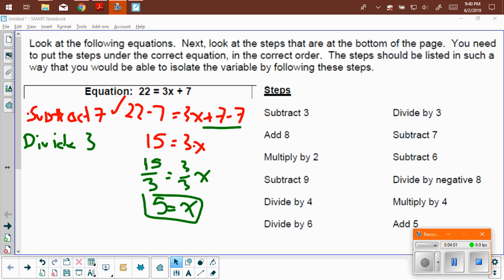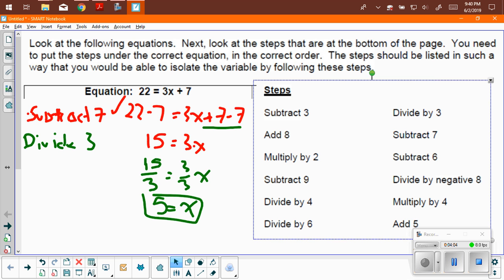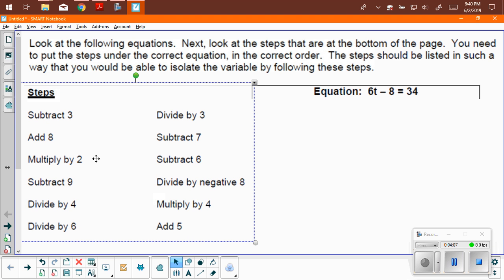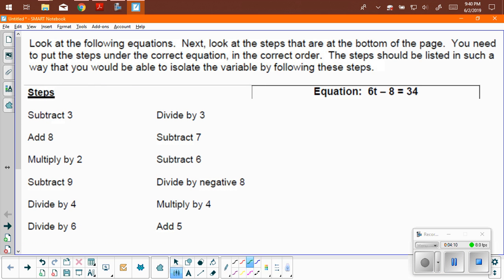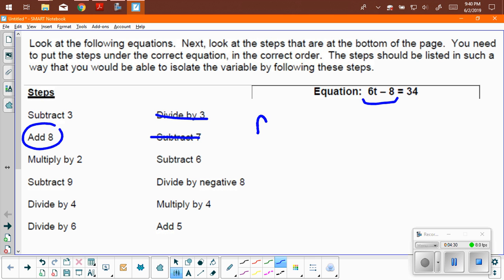Let's do that now with the second equation. My next equation is 6t minus 8 equals 34. I know I'm making lots of little changes here, but remember I used this one already and that one. This side says it's 6 times a number and subtract 8. If I want to work that backwards, my first step would be the opposite of subtract 8, which is to add 8. That must be my first step. So let's do it all together now. Add 8: 6t minus 8 plus 8 equals 34 plus 8.